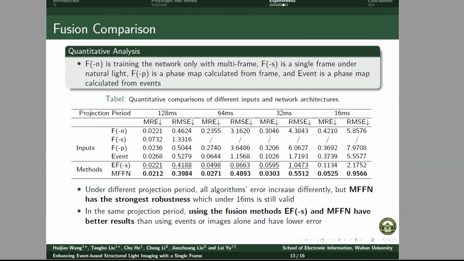From the quantitative comparison in the table, we can observe that under different projection periods, MFFN behaves most robustly, and is still valid under 16 milliseconds. In the same projection period, using the fusion network methods of EF and MFFN gives better results than using events or images alone.